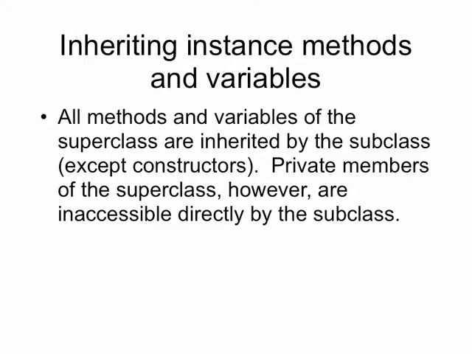All methods and variables of the superclass are inherited by the subclass, except constructors. Constructors are not inherited. Private members of a superclass, however, are indirectly accessible by the subclass. Remember, when something is declared as private, it is only accessible inside the class in which it is declared. So even though you've got an inheritance relationship set up, private members are only accessible inside the class in which they are declared.